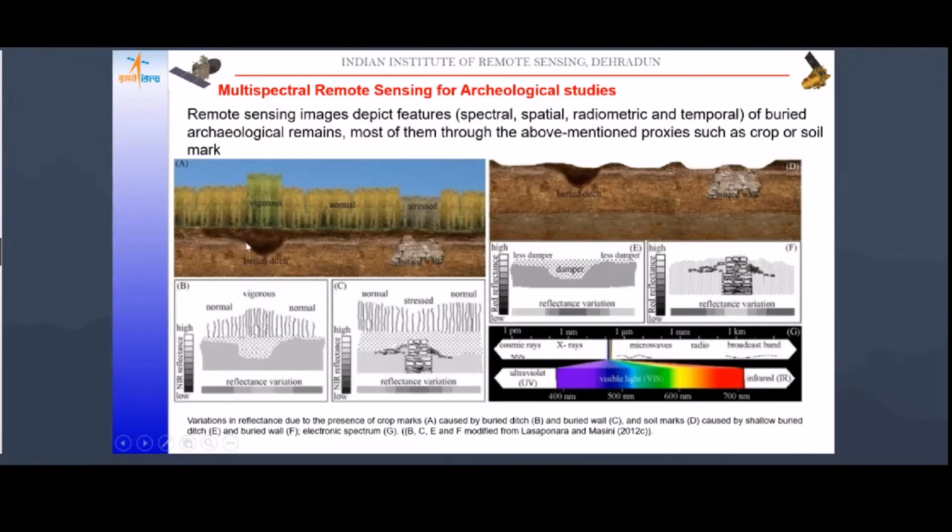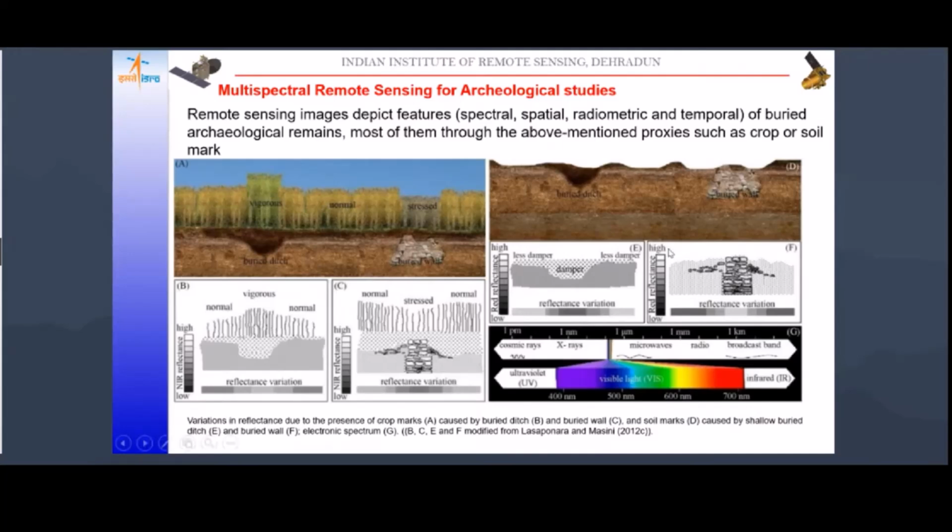So if you see here, there is a buried ditch here and there is a buried wall here. Here there is vigorous growth of vegetation. This is the normal growth, and here there is a stressed growth. These two are anomalies, and if we are able to map these and see the reflectance variations, due to the vigorous growth because of the buried ditch and the stressed growth due to the buried wall, and pinpoint them on the image, then we will be able to get an idea of where to start the excavation work.